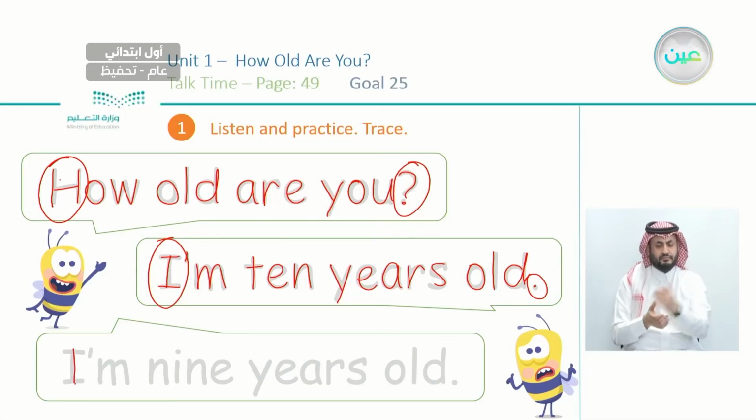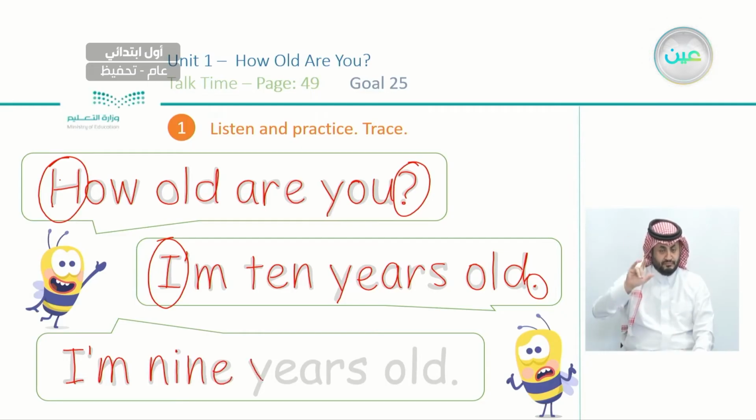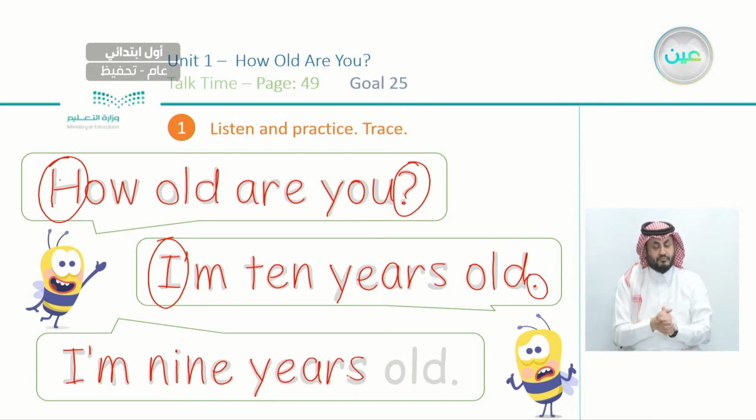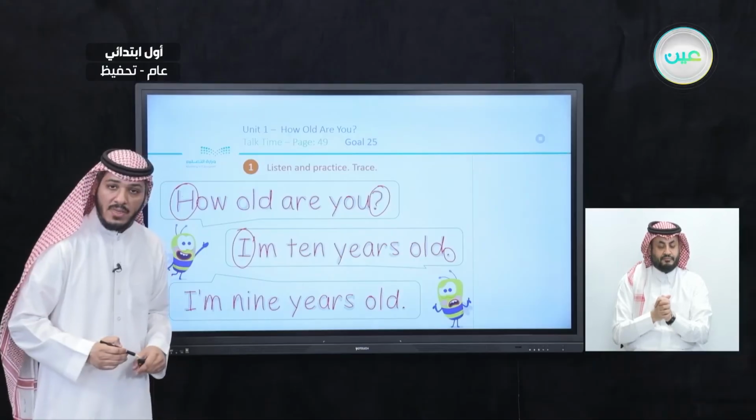So I, capital letter here, then we have apostrophe M, then we have 9, N, I, N, E, then we have years starting with Y, E, A, R, S, and we have old like this, O, L, D, and we have a full stop at the end of the sentence.